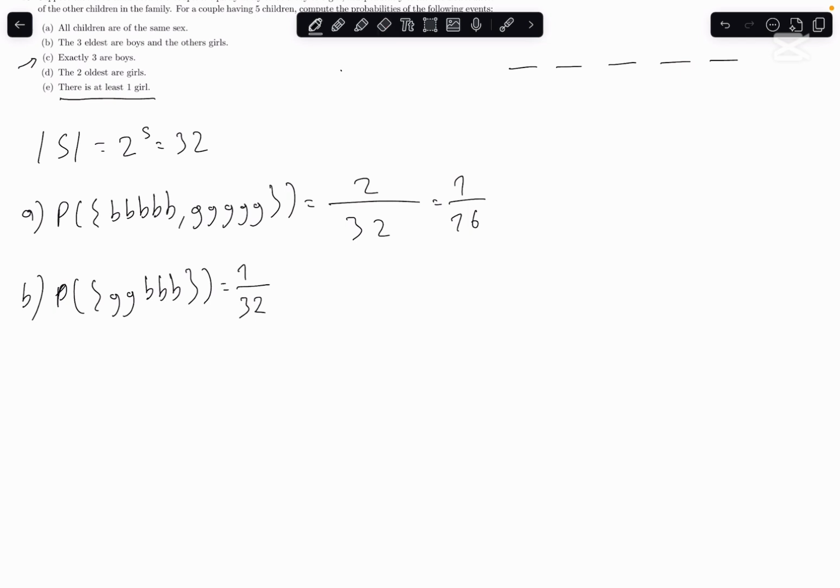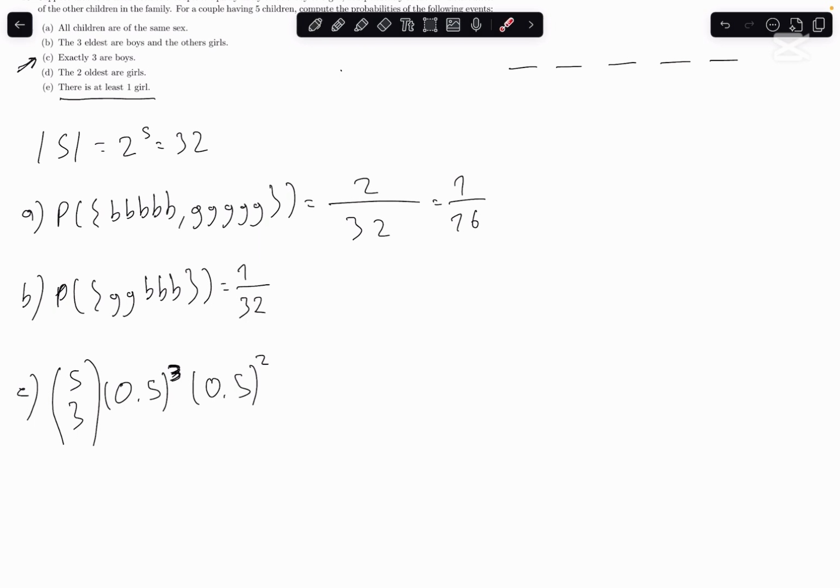Let's solve part C. Exactly 3 are boys. So out of 5 slots, we need to choose 3 for the boys. And we already know the probability of having a boy is 0.5. We need to take the power of 3 because we have 3 boys. And we know the probability of having a girl is 0.5, and we need to take the power of 2 because we have 2 girls to have exactly 3 boys.